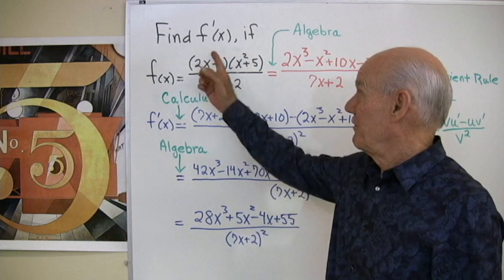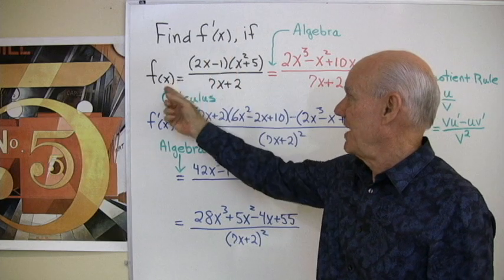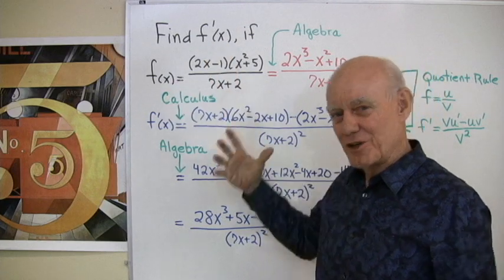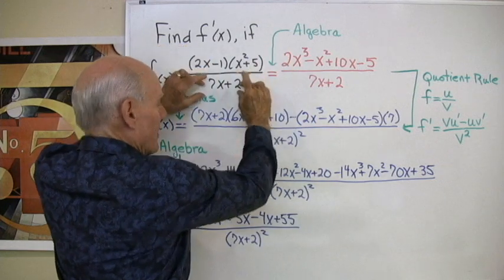Okay, I have a little derivative to find. I want to find the derivative of f with respect to x if f of x is equal to this function. So I look at this and I see the quotient rule, right? Because I have this function divided by this function.